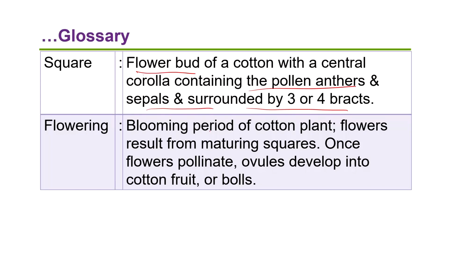Flowering, the blooming period of the cotton plant. Flowers result from maturing squares. So these squares give out flowers and those flowers will give bolls. Once flowers pollinate, ovules develop into cotton fruit or bolls.